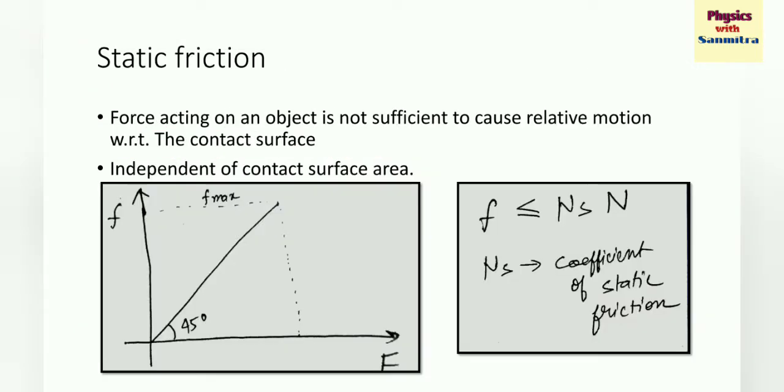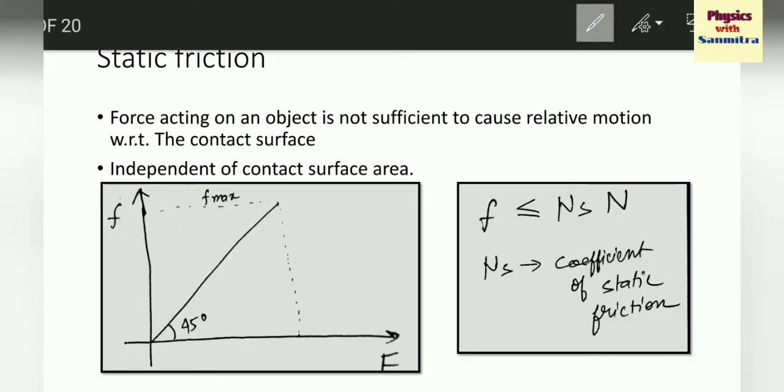So what is static friction? Static friction is the force acting on an object, or the force acting on an object not sufficient to cause the relative motion with respect to the contact surface. That means I am applying a force on an object. Say this is the block. I am applying a force. This force is not enough to move this object, so it will stay. I am slowly increasing the force. Say the force is 5 Newton and the object is not moving.